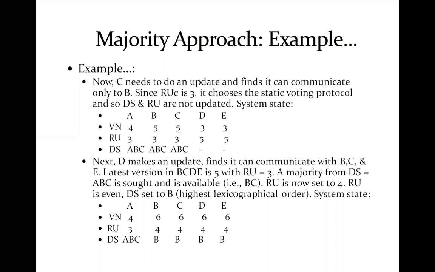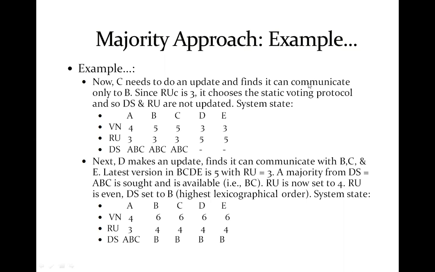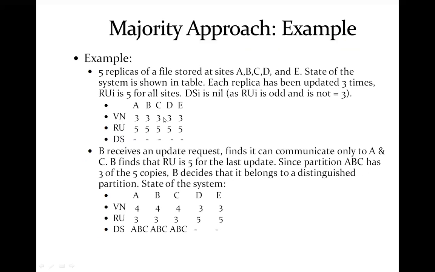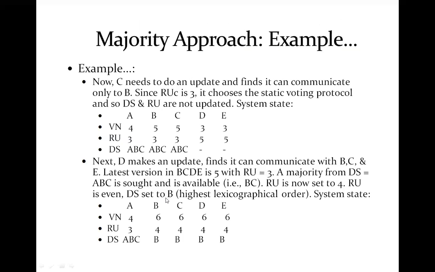Now, let us suppose that C is going to receive an update and it finds that it can communicate only with B. It means only 2 sites are participating. So what it will do is try to find out the latest version at B and C. C is required to update and it can communicate with B.